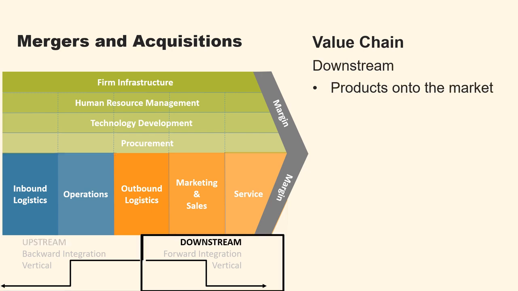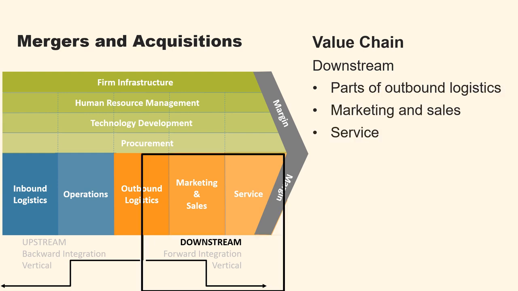Downstream, the company must consider how it will get its products onto the market. Downstream activities include three value activities: the other part of outbound logistics, marketing and sales, and the last of the three activities, services.